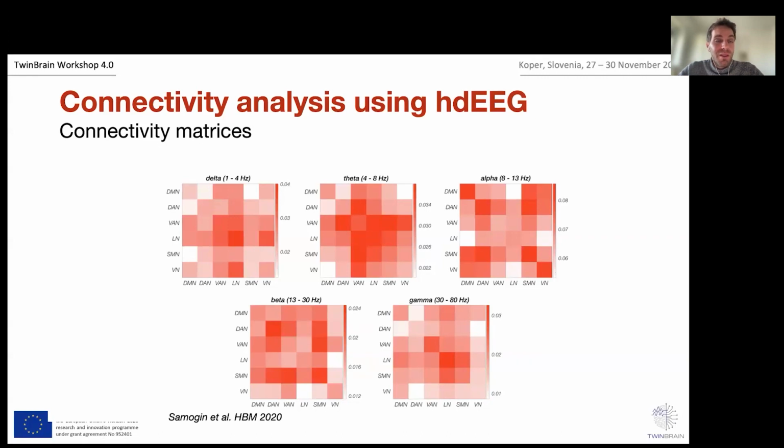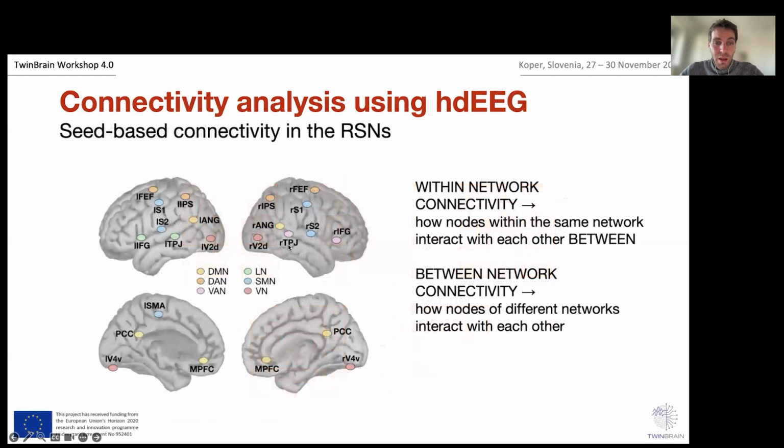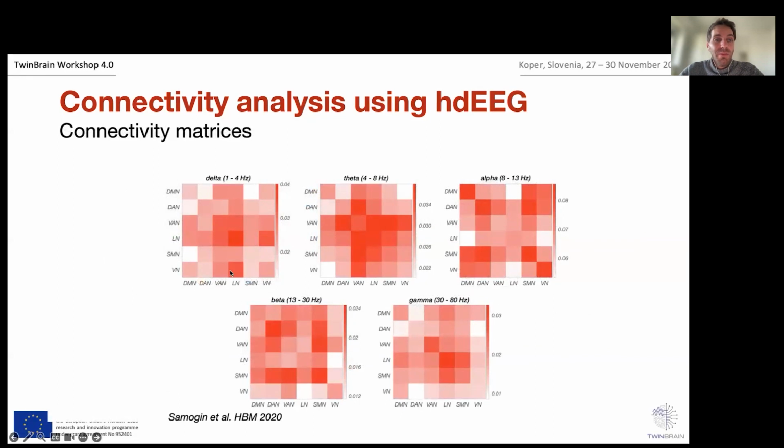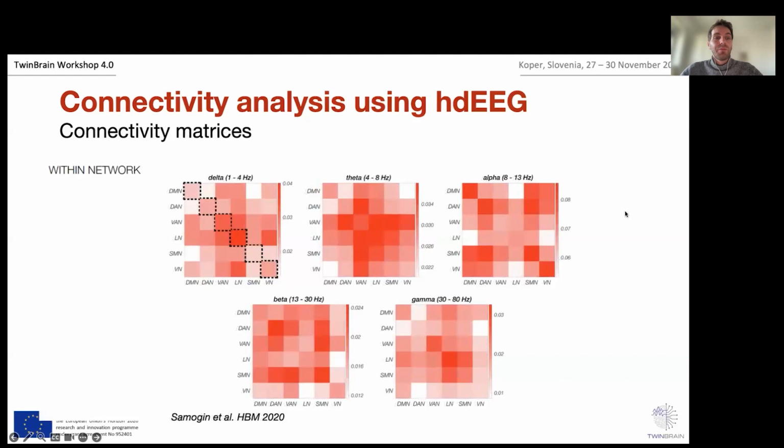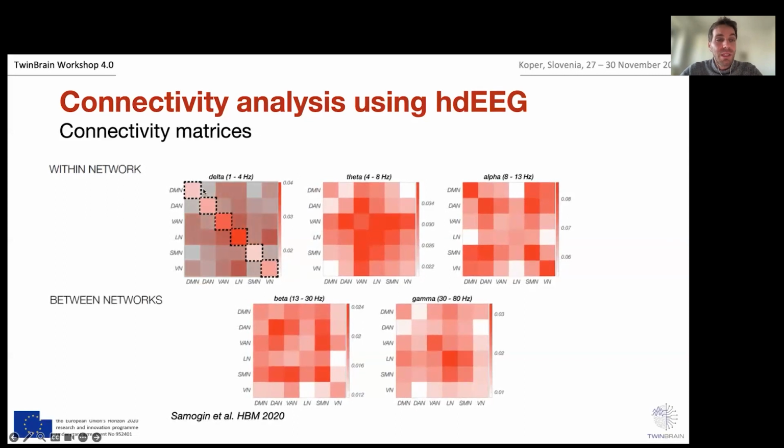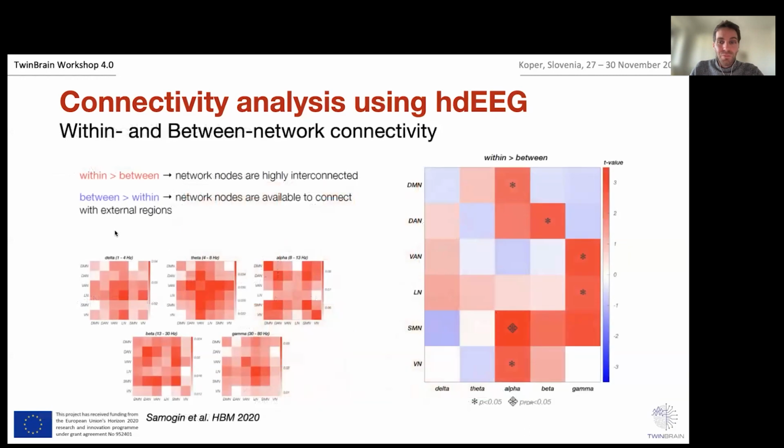Here, I take back some of the information that I already presented before. We defined a bunch of resting state networks with some relevant regions, and then we estimated the connectivity values for investigating the interaction of each network with each other in different frequency bands. Again, the within network connectivity is represented in the main diagonal, while the between network connectivity is outside of the main diagonal. And we also investigated the ratio between this within and between network connectivity.